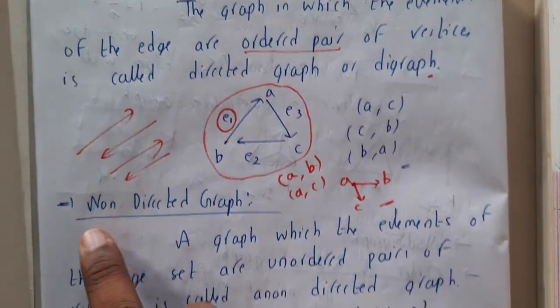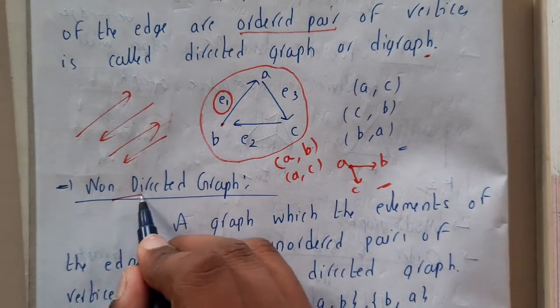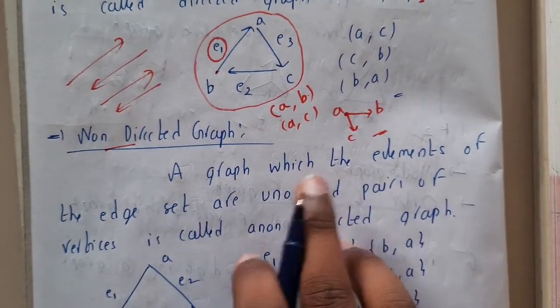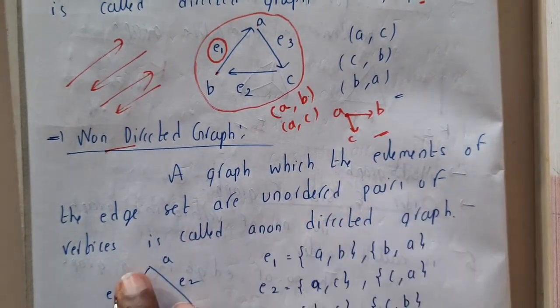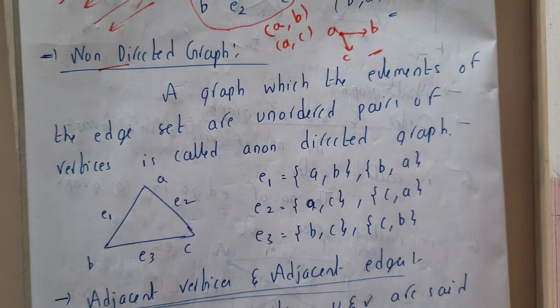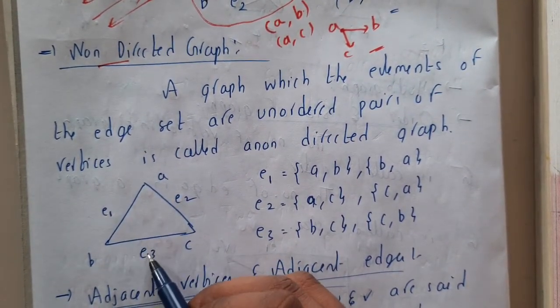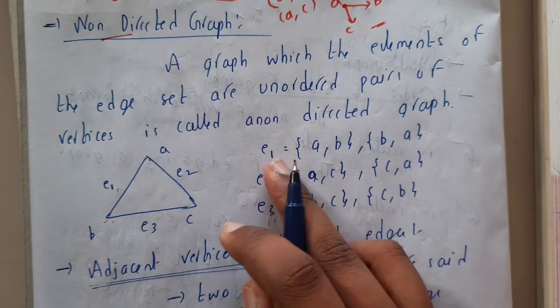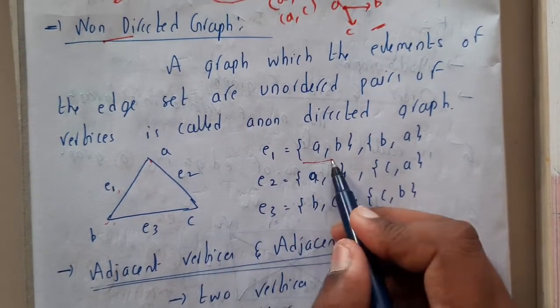Similarly, non-directed graph. Here, as the name says, no direction is there. A graph with the elements of the edge set being unordered pairs is called a non-directed graph. So here there are no directions, right? If you want to go from B to A, you can use E1, or from A to B, you can use E1. If you want to represent them, you can represent it in this way: E1 is between A comma B and B comma A. If you notice here we have.